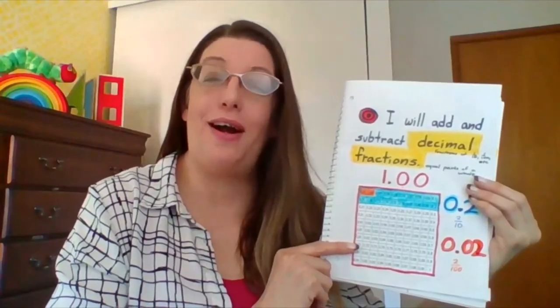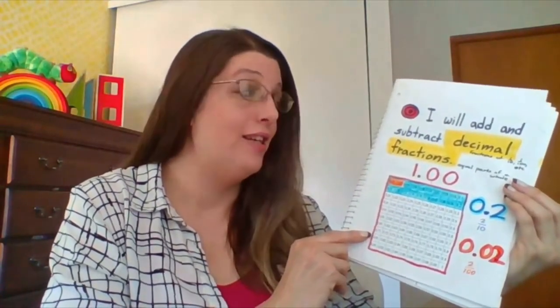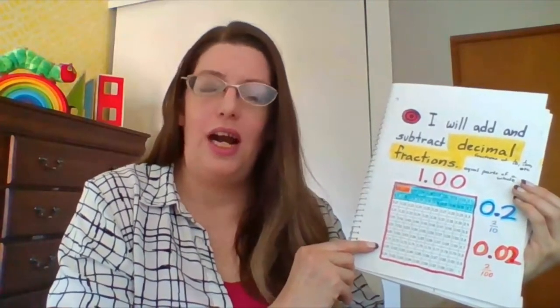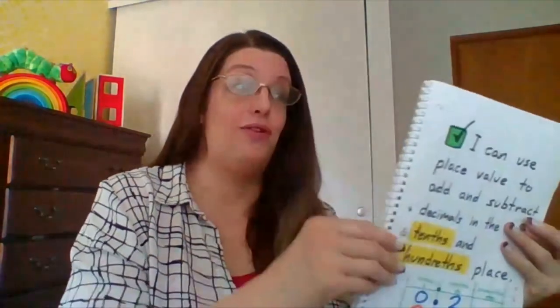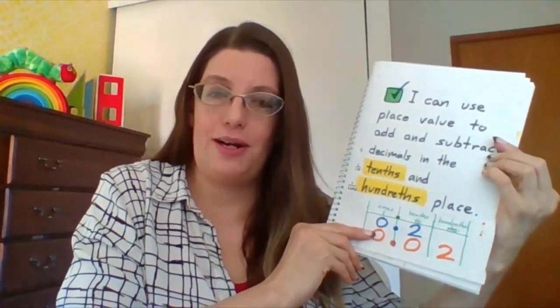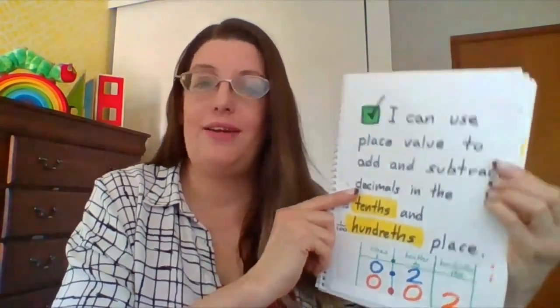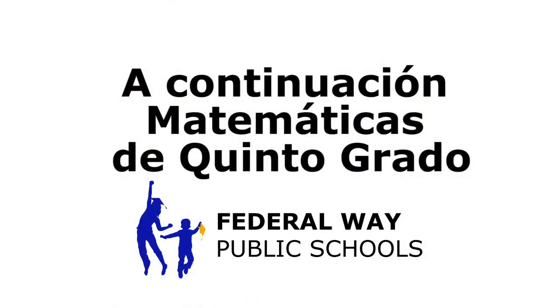Let's see if we met our learning target and success criteria. Our learning target was to add and subtract decimal fractions. Are you able to do this using a model? Are you able to do it using a place value chart or the standard American algorithm? If so, then you met our learning target and our success criteria. Until then, continue to look for the math in everyday life.